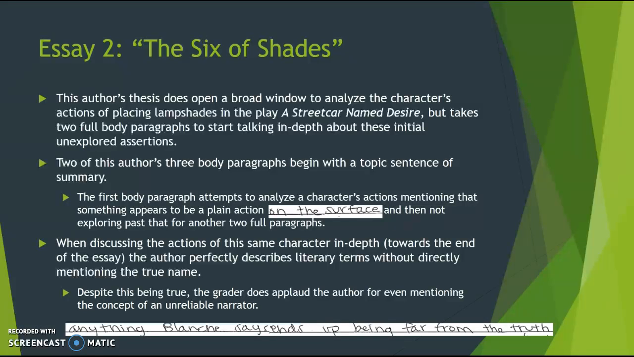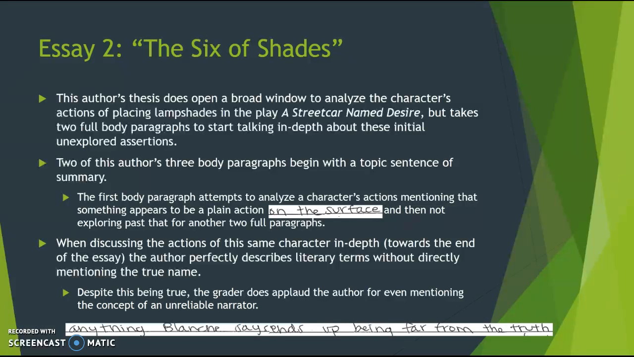The first body paragraph does attempt to look at the character's actions in depth, but they mention that something appears to be simple on the surface, and then they don't make any assertion that there's anything going on below the surface of this character. So it just becomes a summary of this play, and I think the score of 6 is definitely generous for this essay.